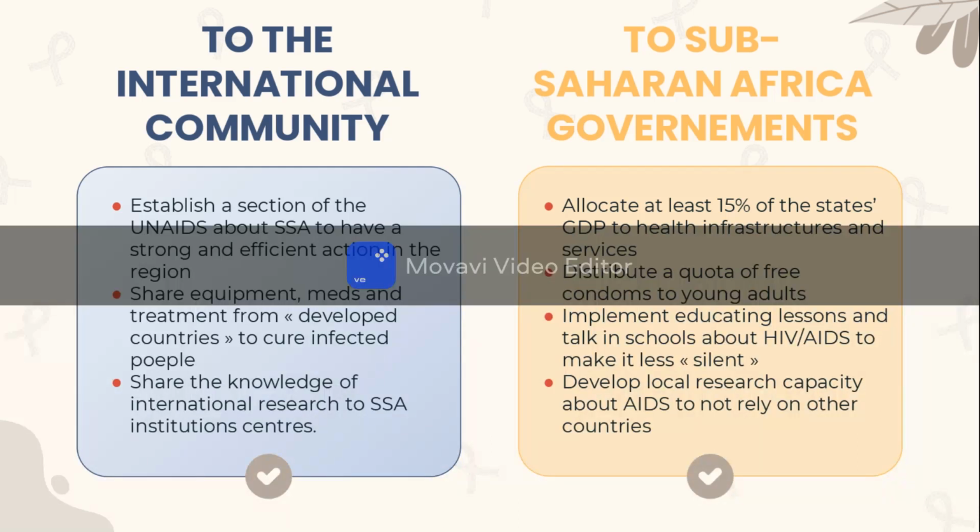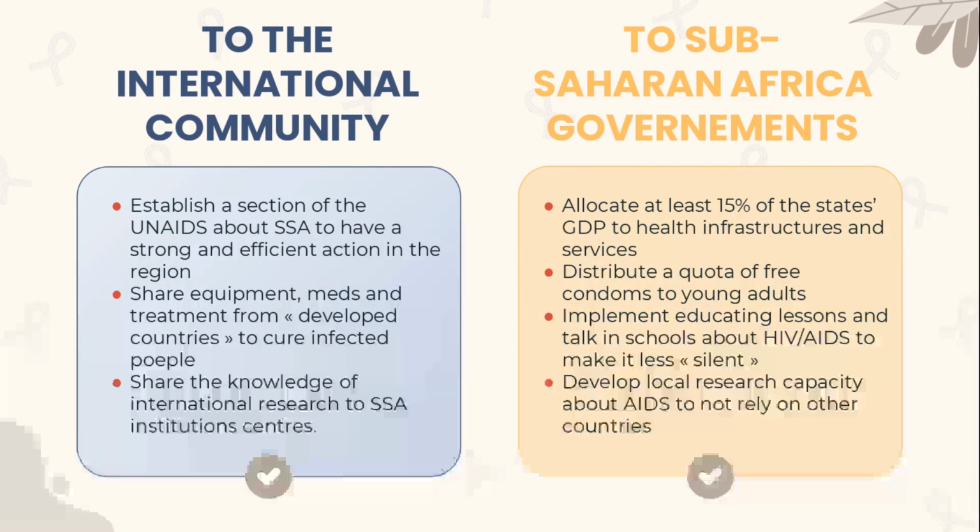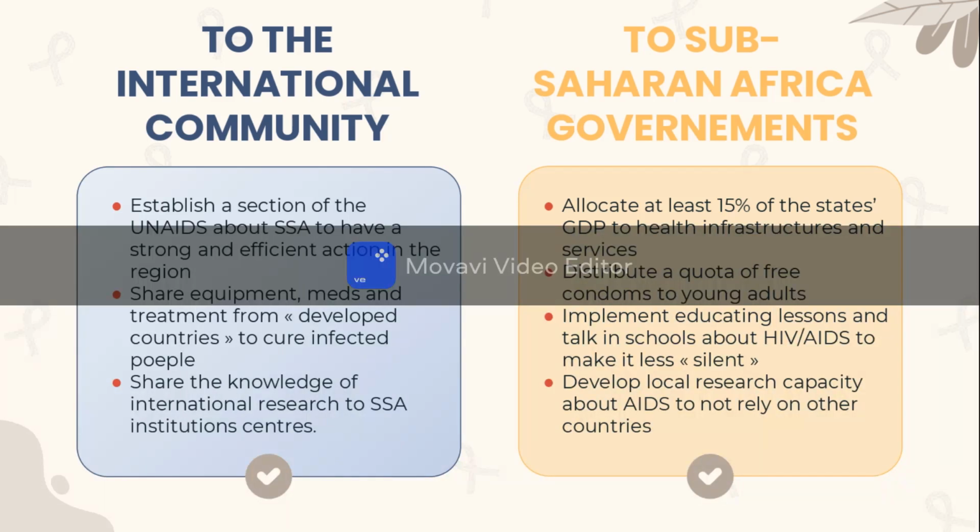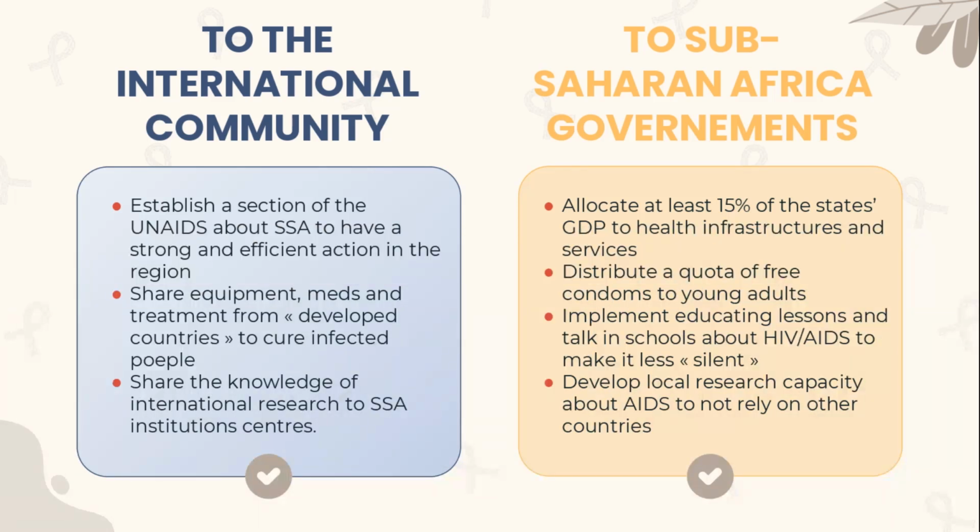Our recommendations now to sub-Saharan African governments: allocate at least 5.5% of the state's GDP to health infrastructures and services. Distribute a quota of free condoms to young adults. Implement educational lessons and talks in schools about AIDS to make it less taboo, and develop local research capacity about AIDS to not rely on other countries.